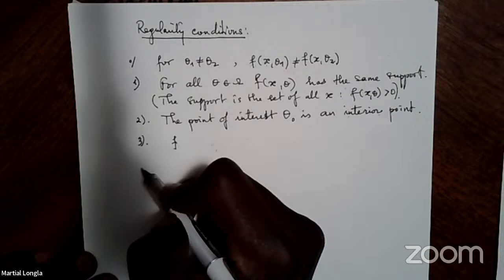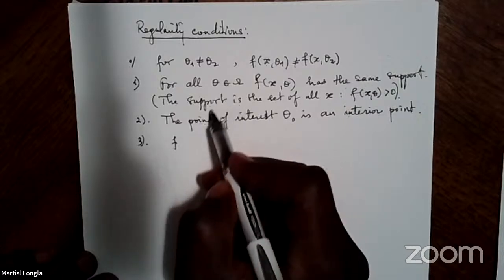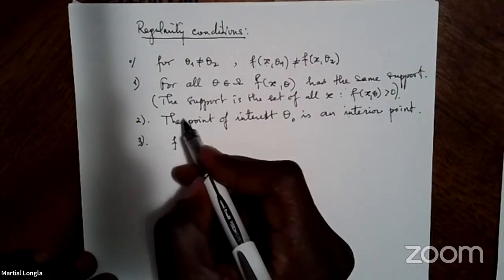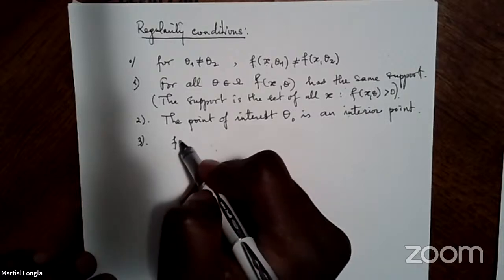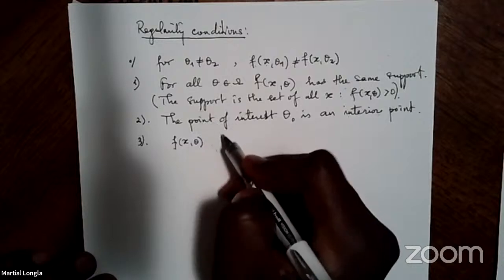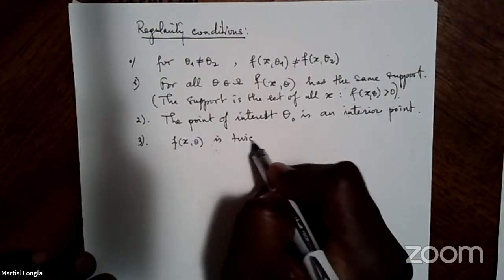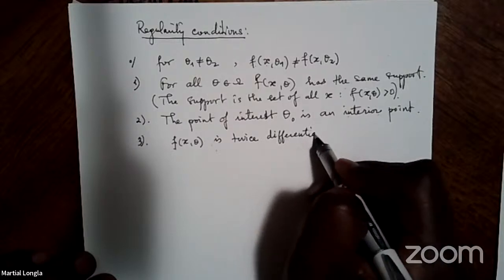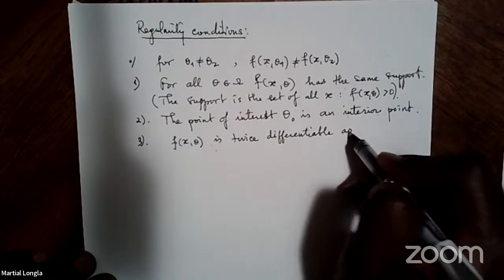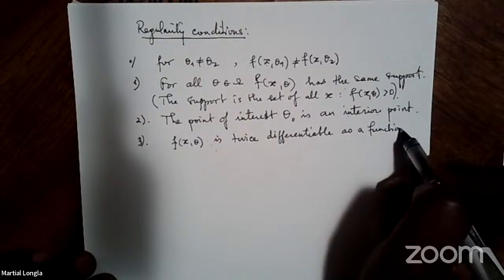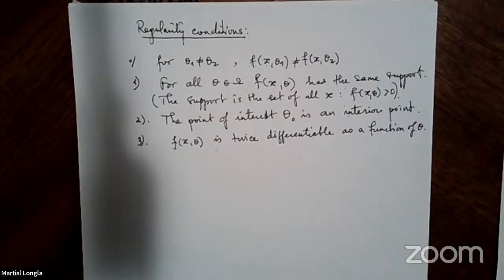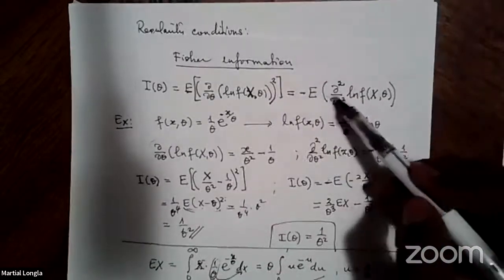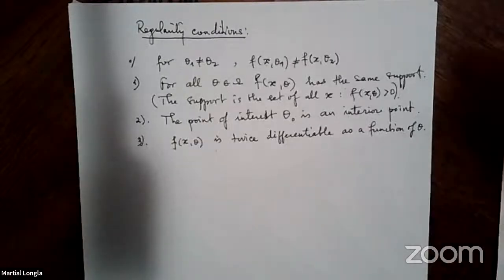So these other conditions are for the equality that I wrote here, for the two forms of the Fisher information. So f of x theta is twice differentiable as a function of theta. And that would be the reason why here you can find the second derivative. That's just that condition for that.